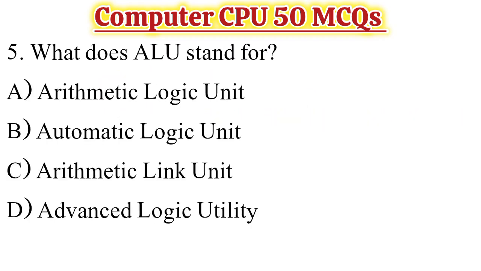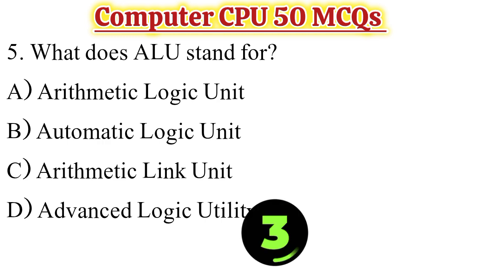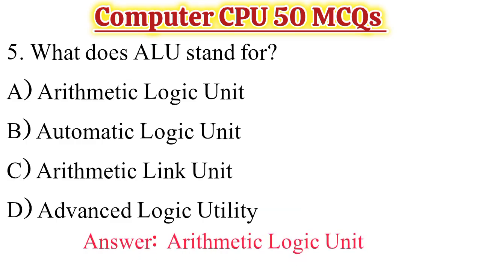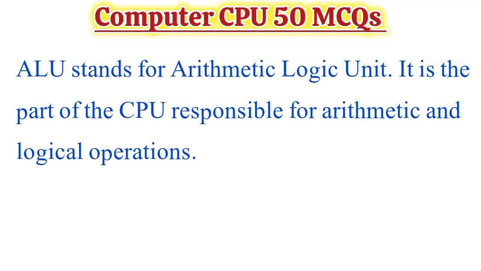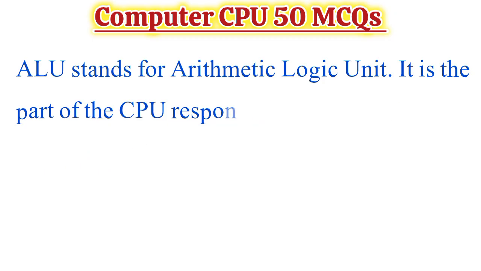5. What does ALU stand for? A. Arithmetic Logic Unit. B. Automatic Logic Unit. C. Arithmetic Link Unit. D. Advanced Logic Utility. Answer: Arithmetic Logic Unit. ALU stands for Arithmetic Logic Unit. It is the part of the CPU responsible for arithmetic and logical operations.